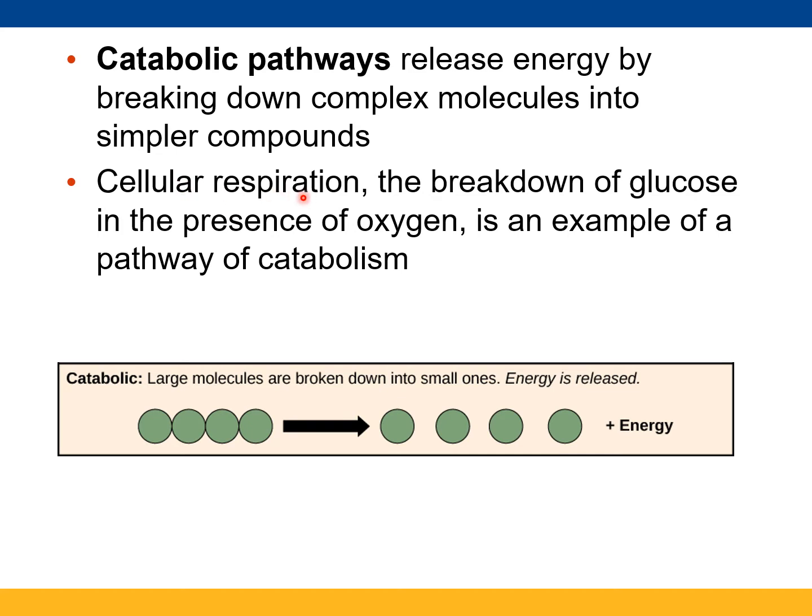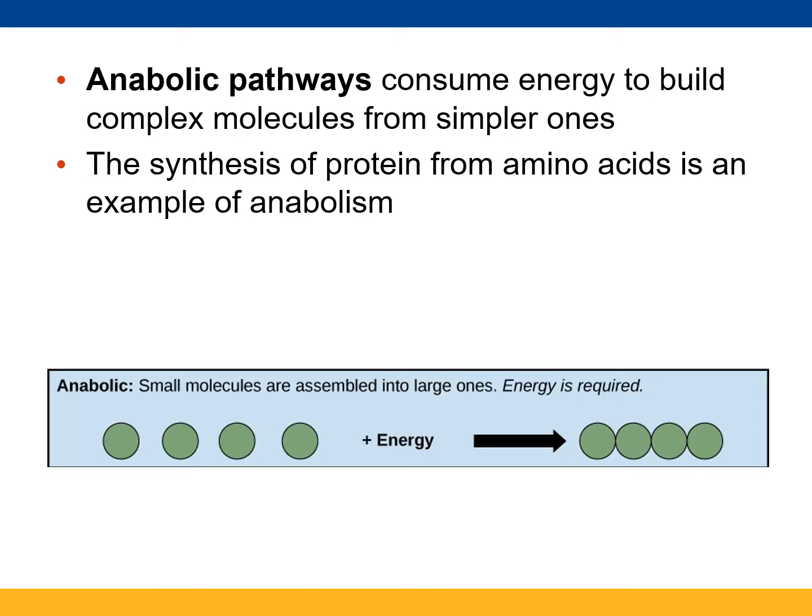For instance, respiration. When we're breaking down glucose with oxygen, that is a catabolic pathway that liberates energy. Some of that energy we're going to be able to trap. Some of that energy is going to be released as heat. With anabolic pathways, we're doing the opposite. We need energy, and usually that energy is trapped from catabolic pathways in order to put these molecules together to build larger, more complicated molecules, polymers.